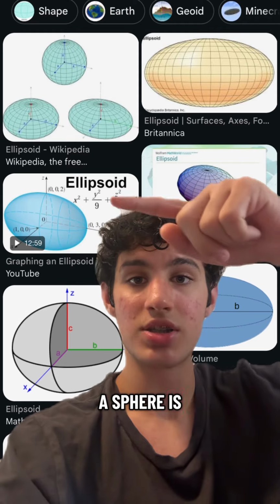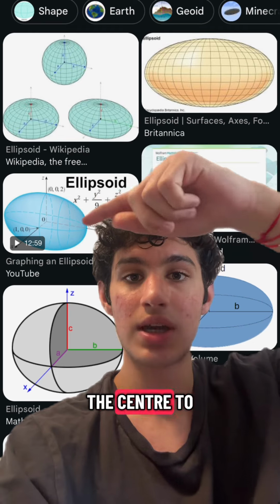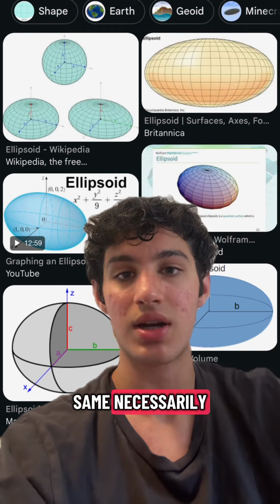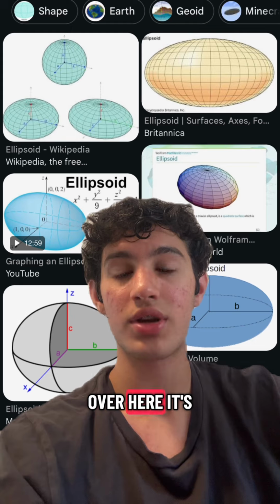The main difference between this and a sphere is that the distances from the center to each of the sides are not the same necessarily. In a sphere it's one uniform radius. Over here it's not the case.